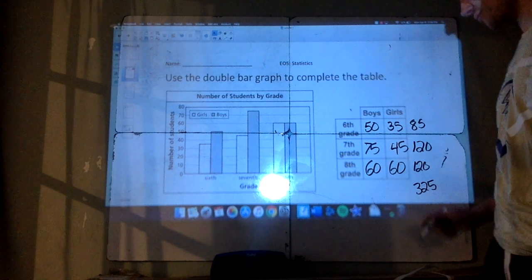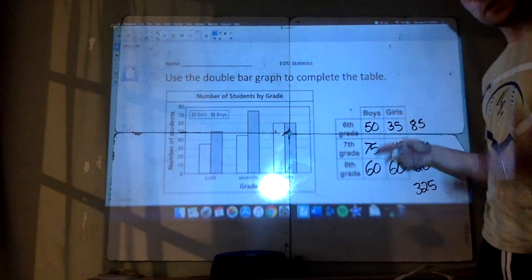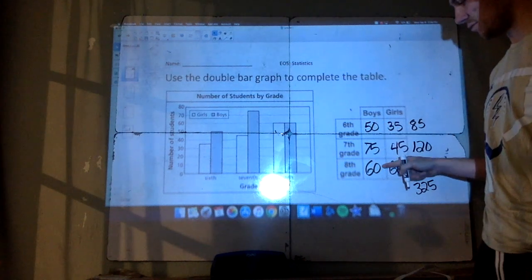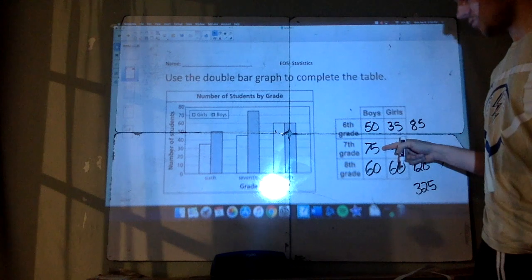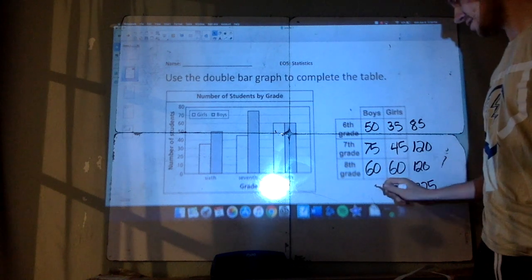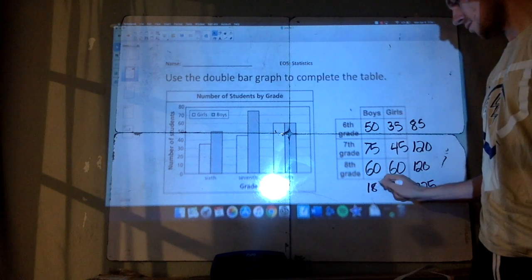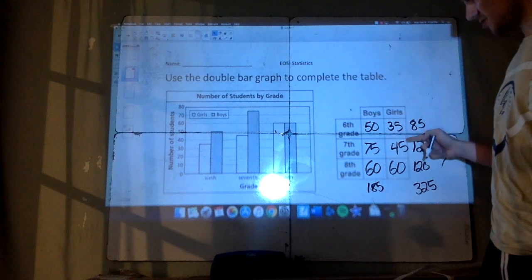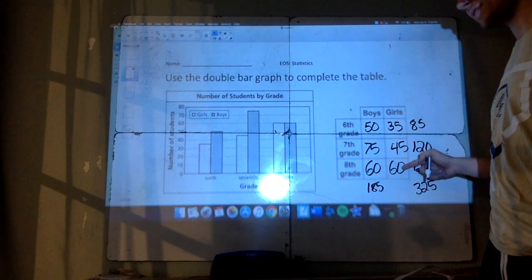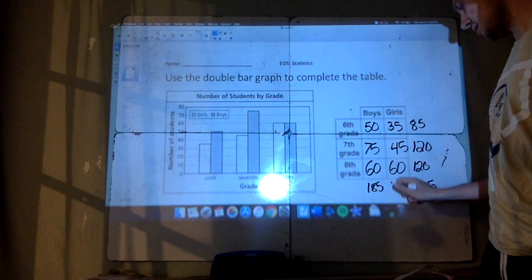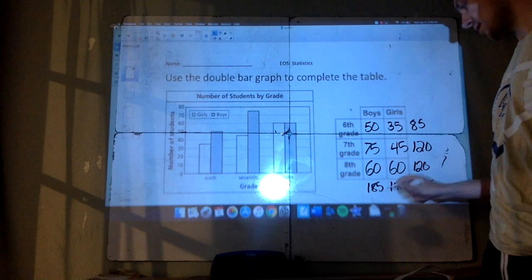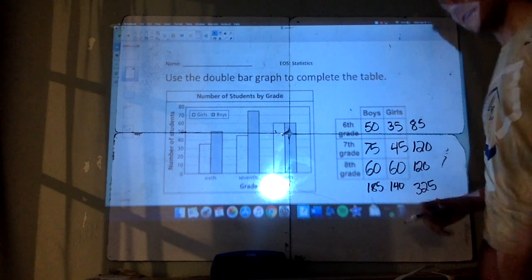325. And then we can also say how many boys are there. Well, 50 plus 75 plus 60, 125 plus 60 is 185. And then we add these, 35 plus 45 is 80, plus 60 is 140. And so these two also add to 325.